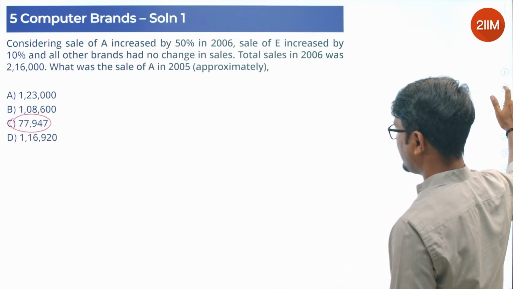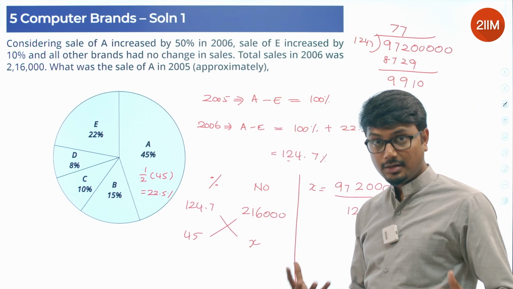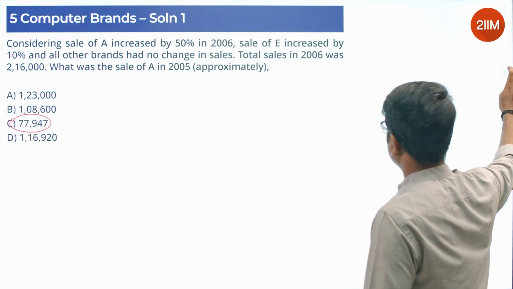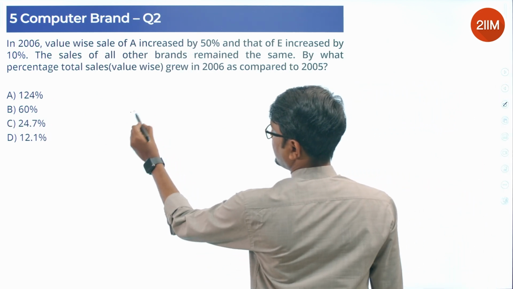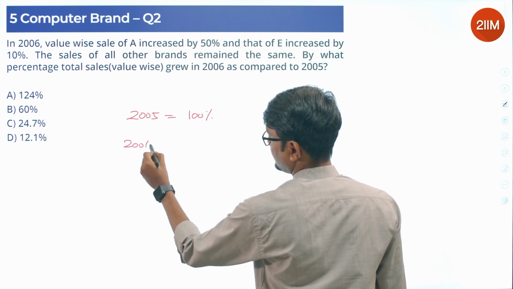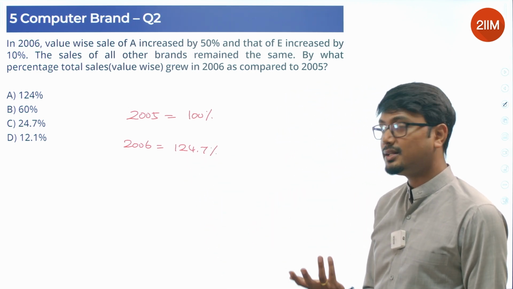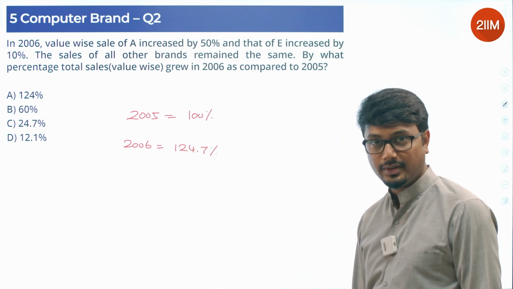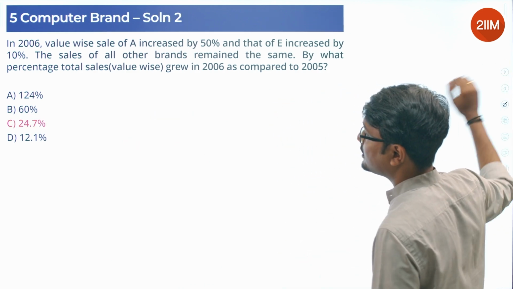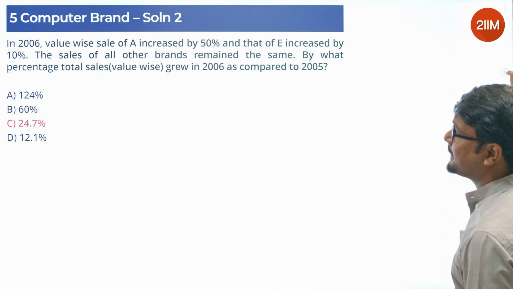I think we got the data already. Similar stuff. So the basic stem is similar. In 2005 we had this 100%. 2006 we got to have this 124.7%, right? So in 2005 the entire sale was 100%. In 2006 the sale was 124.7%. Alright, value wise how much percentage increased? Technically speaking, extra 24.7. The value of increment is 24.7%. So it should be option C. We'll check it out. Yep, answer is right. Option C.